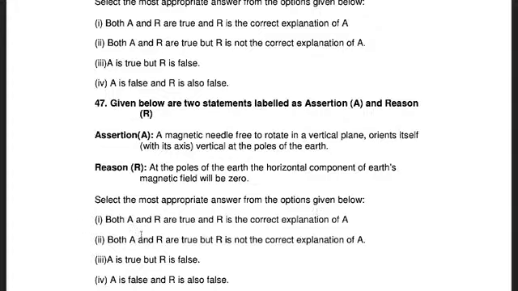Option 1, both A and R are true, and R is the correct explanation of A. Option 2, both A and R are true, but R is not the correct explanation of A. Option 3, A is true, but R is false. Option 4, A is false and R is also false. The answer is correct option 1, both A and R are true, R is the correct explanation of A.